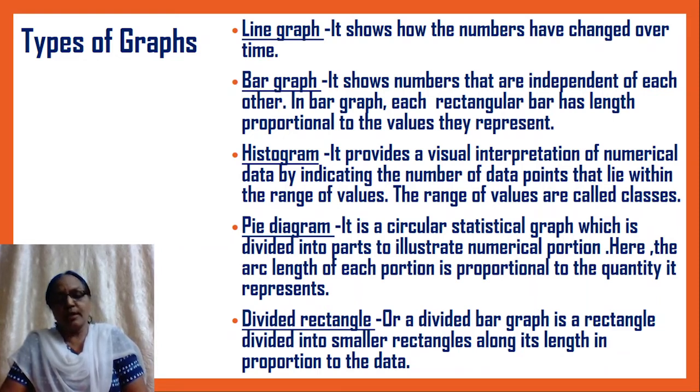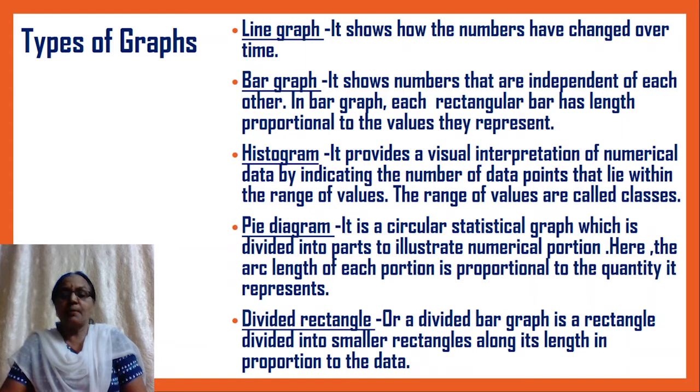Next is histogram. I think you remember the previous session we had done histogram where we had discussed the temperature and rainfall graph of Kolkata. Now what is a histogram? It provides a visual interpretation of numerical data by indicating the number of data points that lie within the range of values. The range of values are called classes.